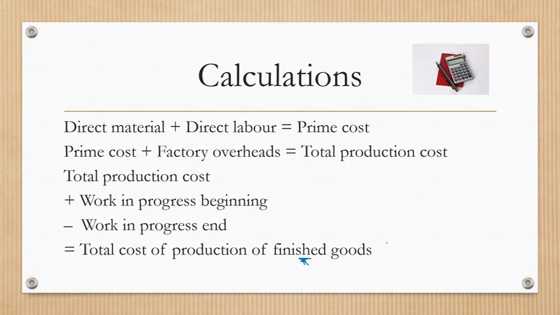And this will be calculated in your work in progress account. And this will next year be shown in the production cost statement. So it's important that you see what you are calculating in this account. We're going to look at some accounts later on, and then you will understand. So direct material, direct labor, prime cost. We add the factory overheads, we get the total cost of production, we add the work in progress at the beginning, we subtract the work in progress at the end.